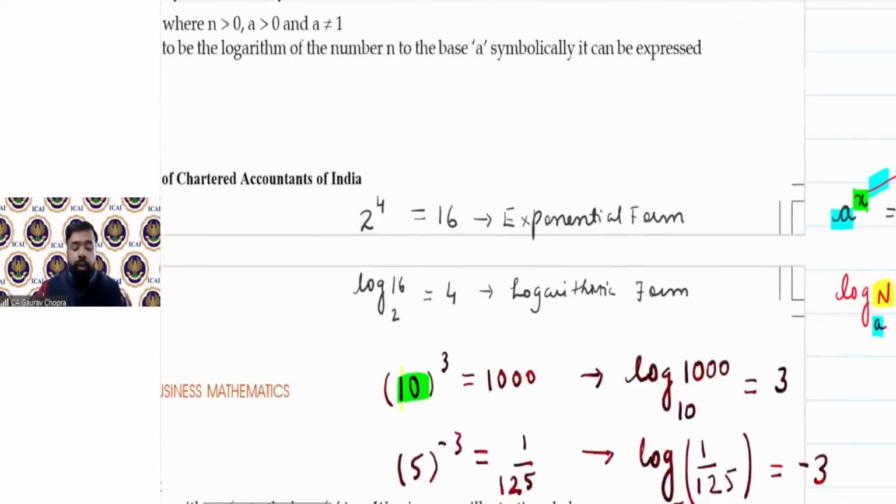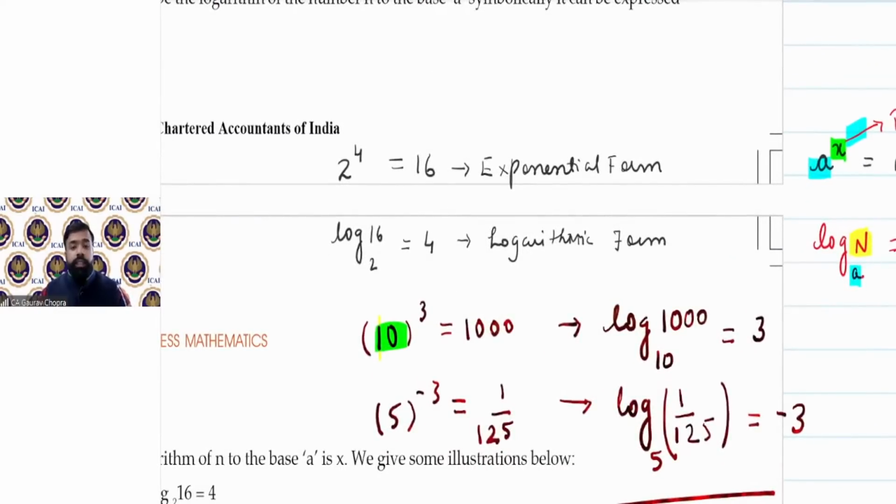So what is basically the logarithm? Logarithm is another way of writing. If 2 to the power of 4 is equal to 16, this is the exponential form where 4 is in the power, and 2 is in the base. And we are getting 16 as the number. Now, if we have to write in the other format, which is the logarithmic format, then how do we write?